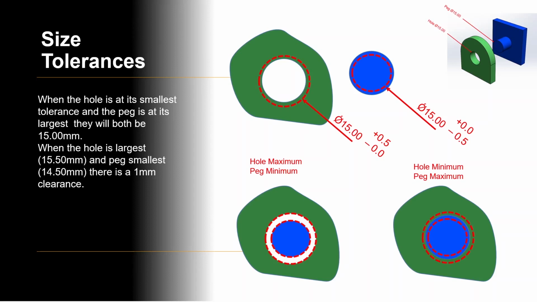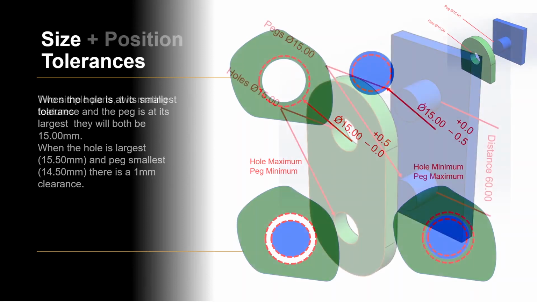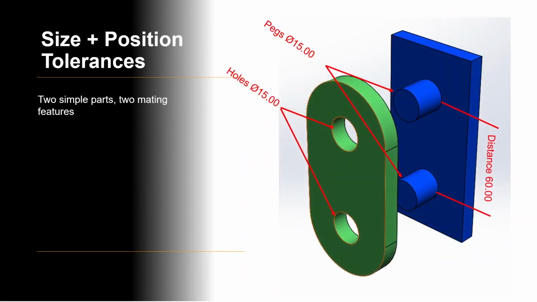When the peg is on its smallest size and the hole is on its maximum size, we'll have the maximum amount of clearance, and in this case it'll be 1 millimeter clearance because it's 0.5 for the peg and 0.5 for the hole, which gives us 1 millimeter overall. What I've just shown you is a very simple example of how to create size tolerances.